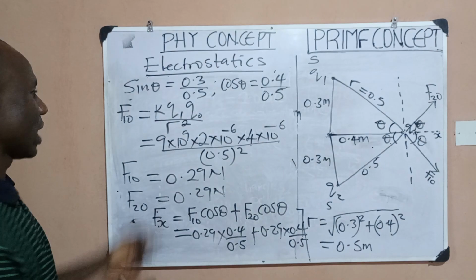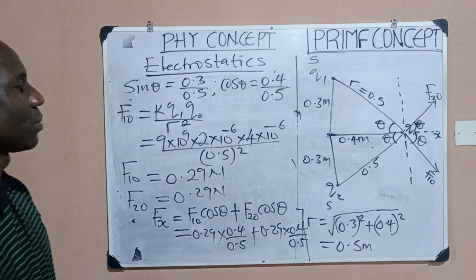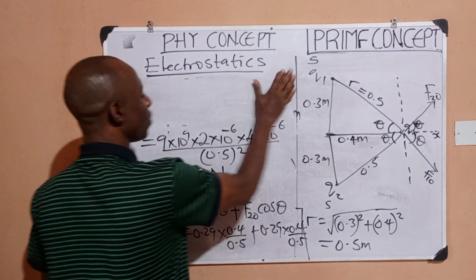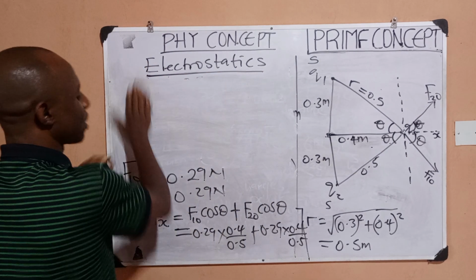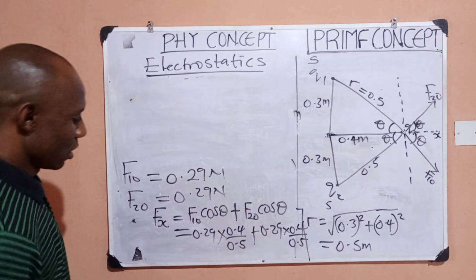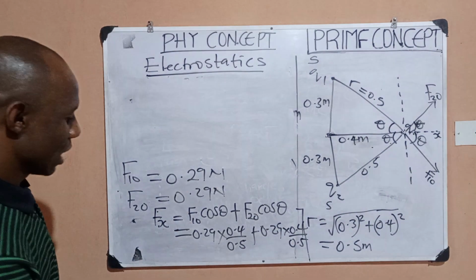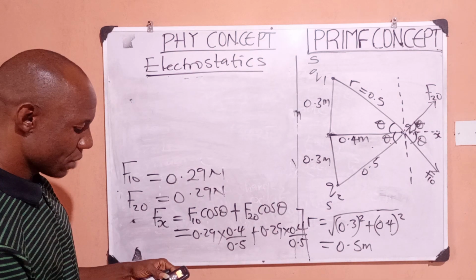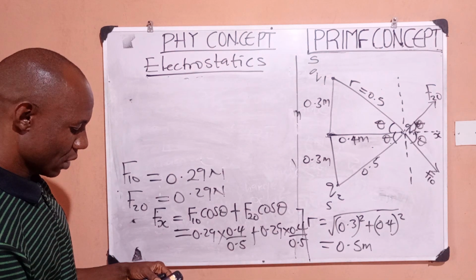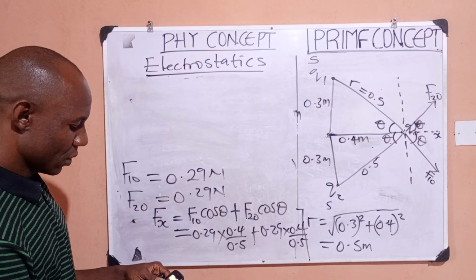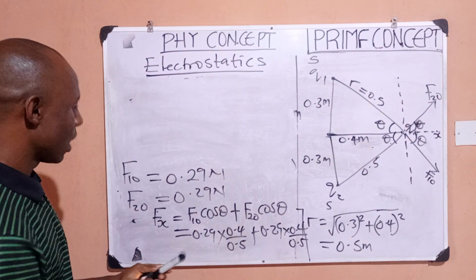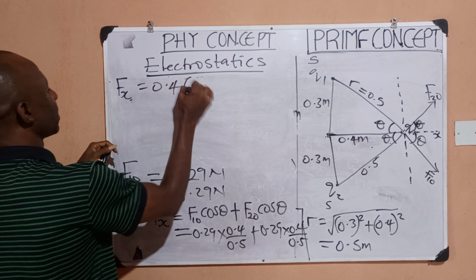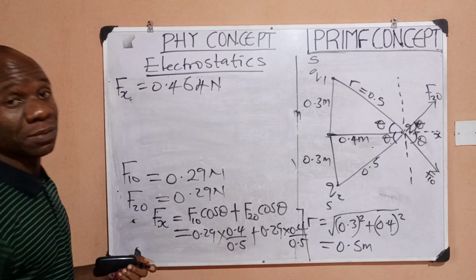Now if I punch this, I will need to rub this part so I can still have space. So try to take notes when you're watching the videos so that you can get the concept very clearly. Now, if I punch this value, 0.29 by 0.4 by 0.5, I have Fx going to give me 0.464 Newton. So this is my Fx, right?